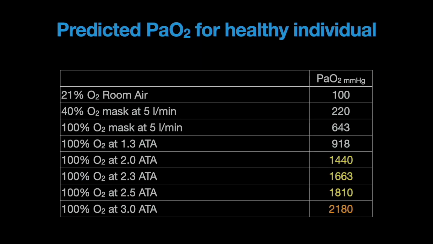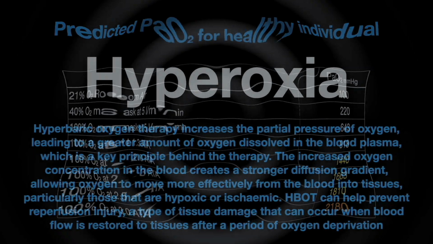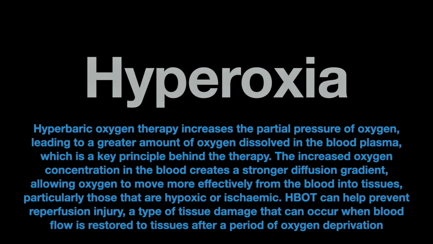Going back to the basic physiological principles of oxygen administration, I became aware of the fact that the partial arterial oxygen pressures within the arterial bloodstream increased significantly when the atmospheric pressure was increased. The first principle of hyperbaric oxygen therapy is based on hyperoxia. Hyperbaric oxygen therapy increases the partial pressure of oxygen, leading to a greater amount of oxygen dissolved in the blood plasma, which is a key principle behind the therapy.